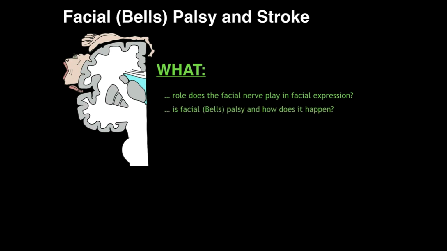Okay, let's talk about facial palsy and stroke and answer the what questions. What role does the facial nerve play in facial expression? And what is facial palsy and how does it happen? And what effect does a stroke have on facial expression? Okay, so lower motor neurons of the facial nerve innervate ipsilateral facial muscles. Now, what does that mean?